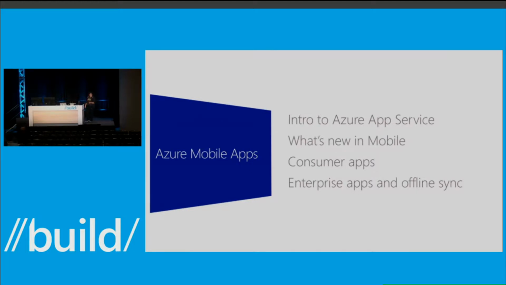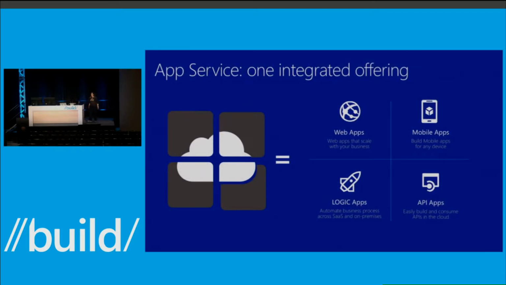In particular, I'm going to talk about offline sync. It's not limited to enterprise apps, but the particular example I'm going to use is an enterprise app. So, App Service, what is it? It is an integrated offering that gives you 4 components.